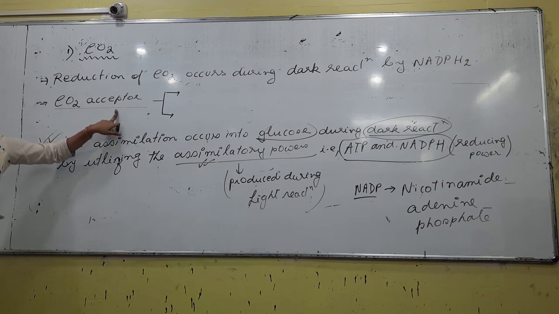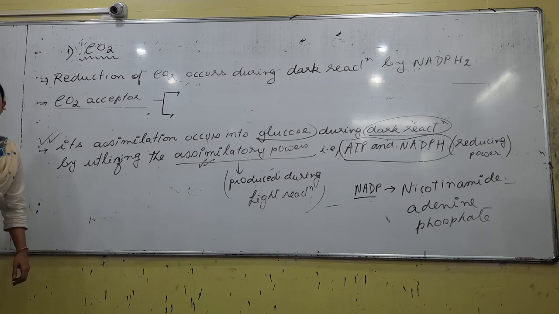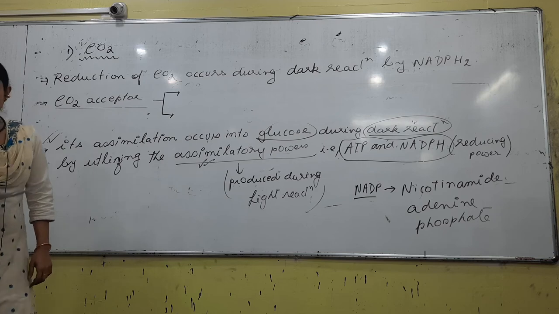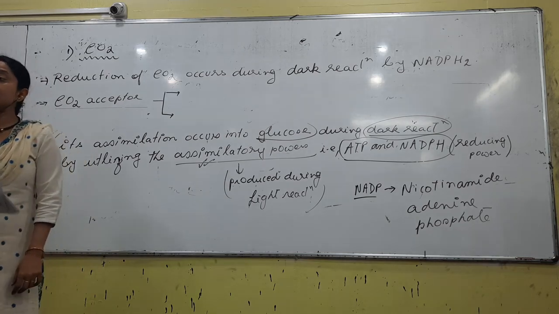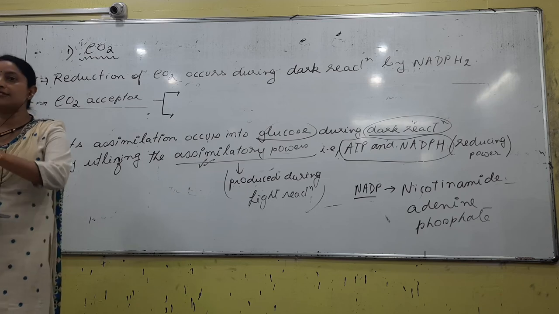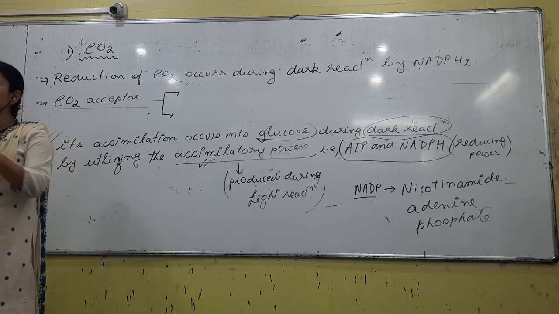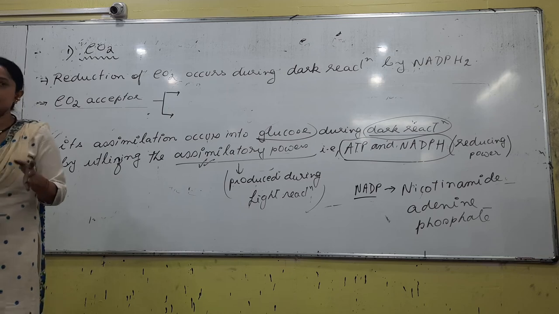So each and every plant will have an acceptor. What acceptor? Carbon dioxide acceptor. What is the function of the acceptor? It will accept the carbon dioxide from the atmosphere. Now, talking about plants, from the plant kingdom point of view we have talked about different types of plants: algae, bryophytes, and so on.